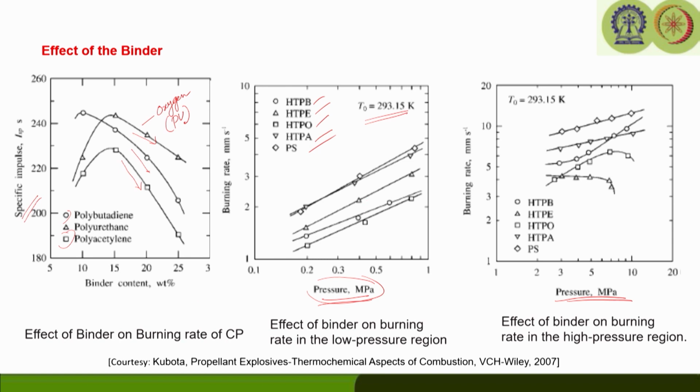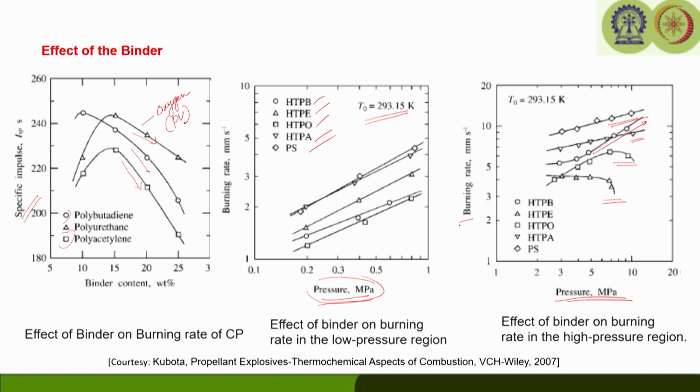Now, if we look at this plot, for the case of HTPE and for the case of HTPO, hydroxyl terminated polyether, we can see that after a certain pressure, you see this one and this one, and also with the others, it is not increasing at that rate compared to the lower pressure. With the higher pressure, the slope is not very high compared to HTPB. HTPB is kind of increasing here, whereas they are not increasing at that rate.